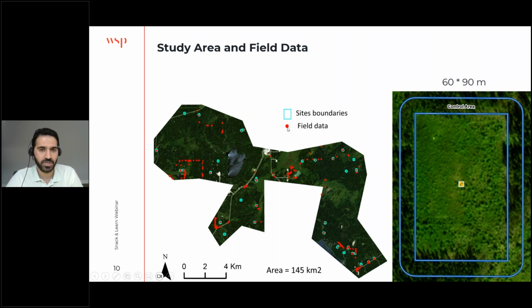The other thing I wanted to mention, we also collected some field data through field survey, because we wanted to use these field data to train our machine learning model, and also to validate our remote sensing products.